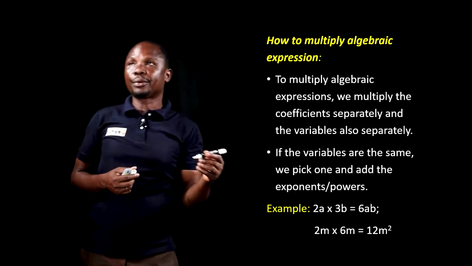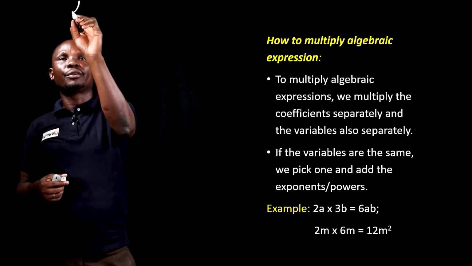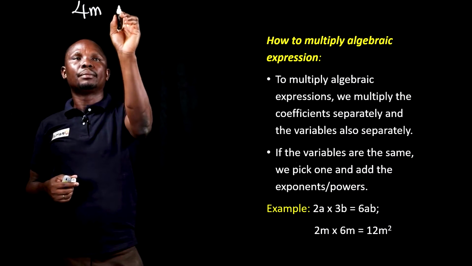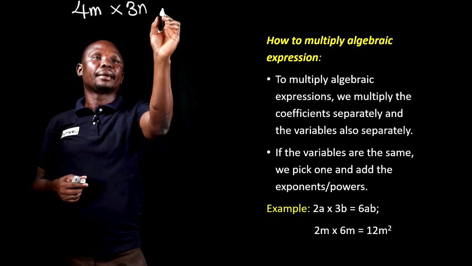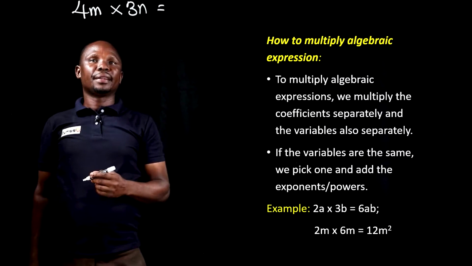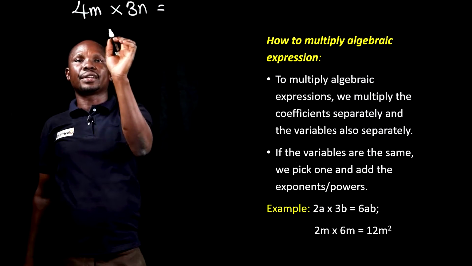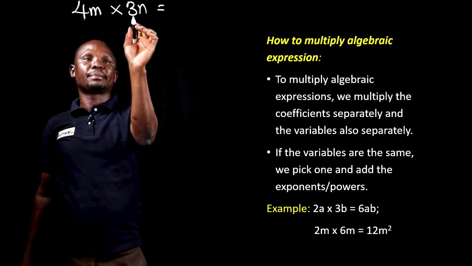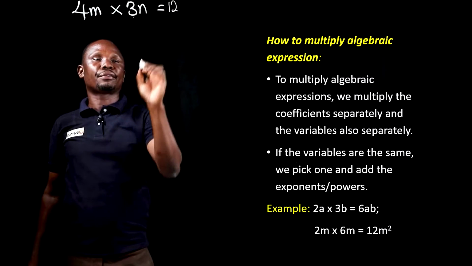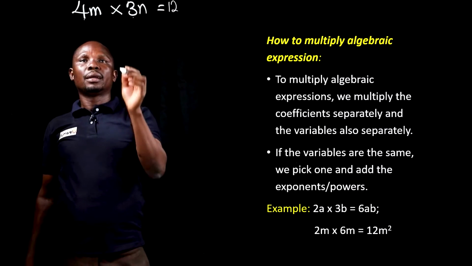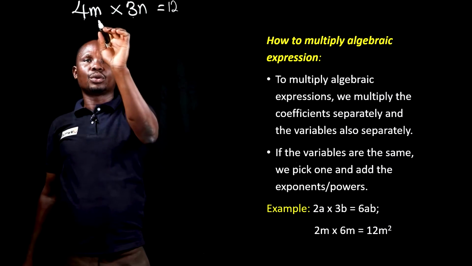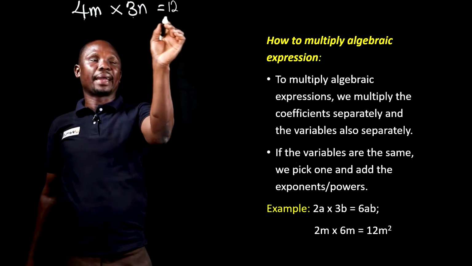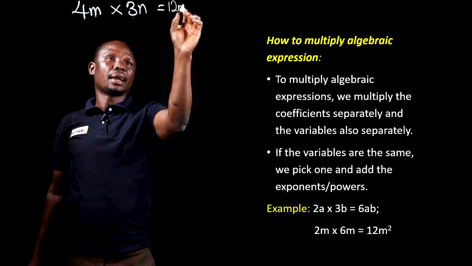So for example, if we have 4m multiplied by 3n, in this case, we multiply the coefficients. So 4 multiplied by 3 gives us 12. The variable here is m and the variable here is n. So m multiplied by n gives us mn.